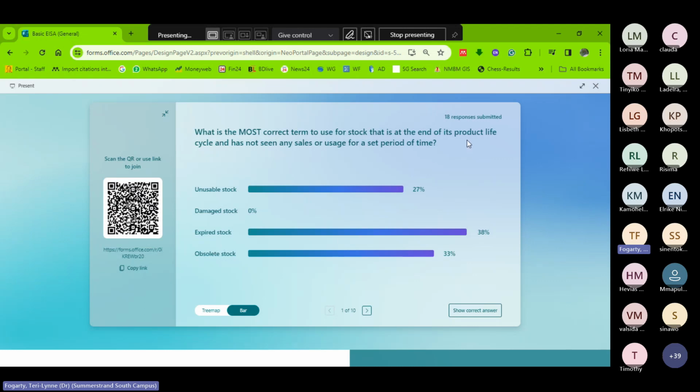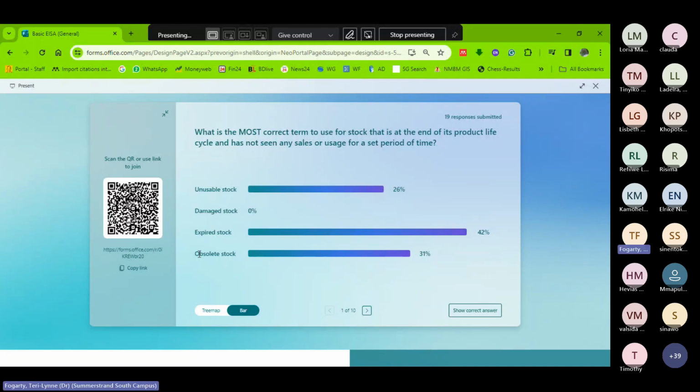Okay, it's saying the product life cycle. In other words, it's no longer being used in practice. Doctors aren't prescribing it anymore, for example, or it's not being used in wound dressings anymore. It doesn't mean that it's expired. It's just not being used. So it's not expired stock. The correct answer, the most correct answer is obsolete stock.